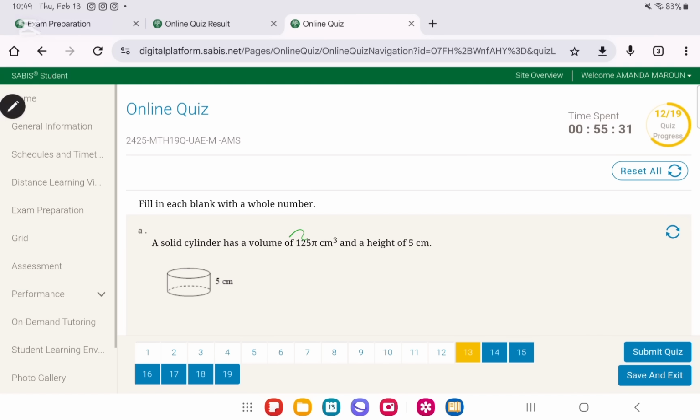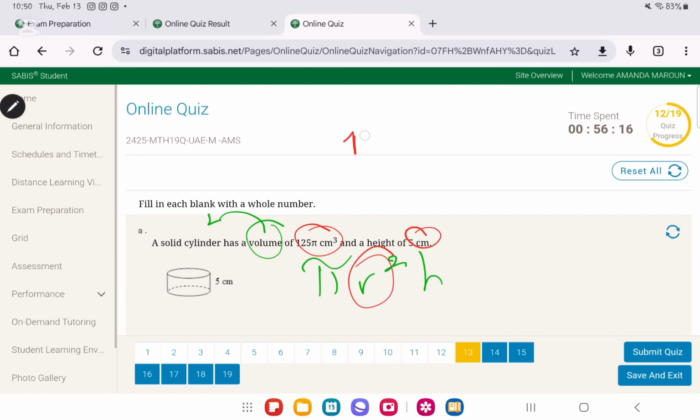Very simply, we know that the volume of a cylinder is pi r squared h. Okay, this is of the cylinder. So very simply, we are given what? We are given that the height is 5 centimeters, the volume is 125 pi centimeters cubed, and they need us to find what? They need us to find the radius.